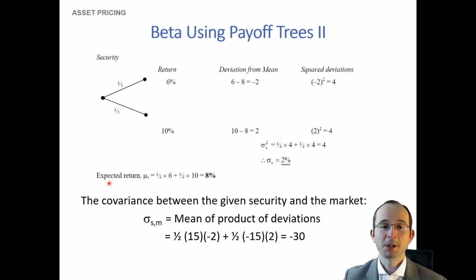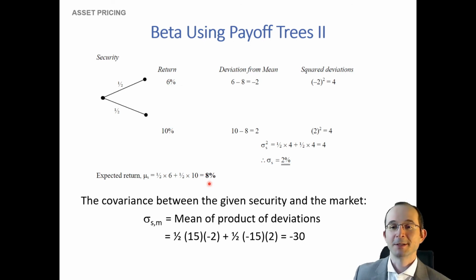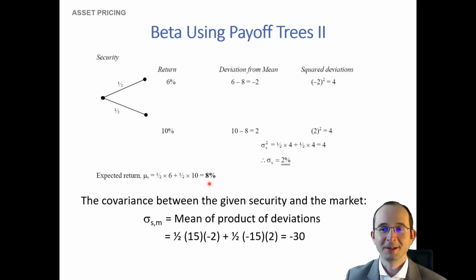Well, what's the expected return on this risk asset? It's 8%, because half of the time it gains you 6%, half of the time it gains you 10%. This, by the way, is some risk asset, because it's not terribly risky, is it? Because it never actually seems to lose very much.